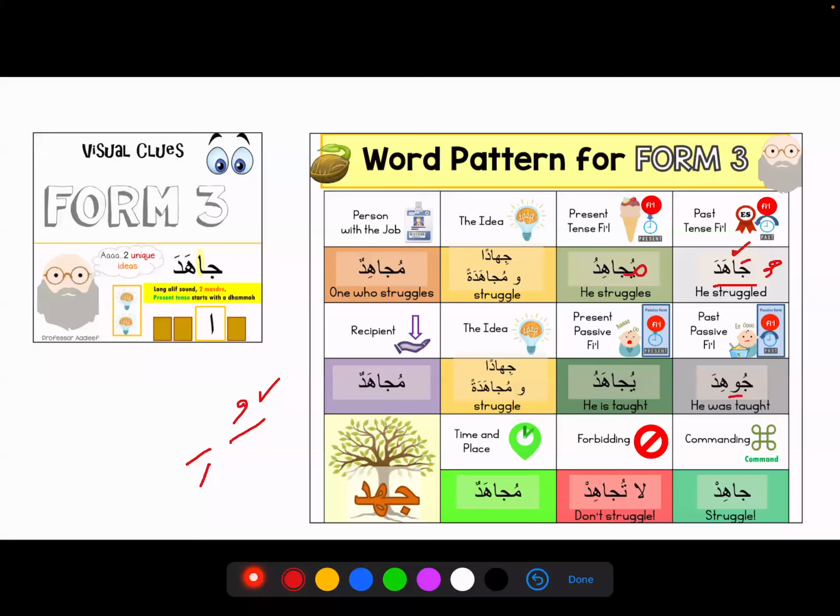Why yujahadu? Because the passive has the sounds u and a. Exactly. So that's why our middle root letter will get the a sound. Over here, in the past, the middle root letter is getting the i sound. Awesome. Because when we have an extra member, there are going to be some fathas and some dhammas.